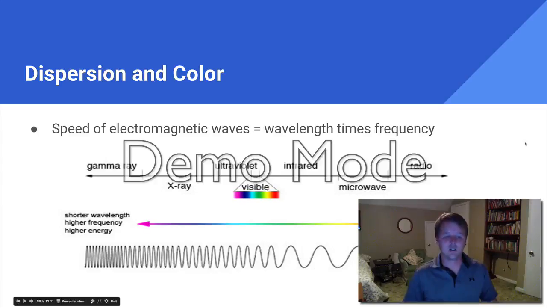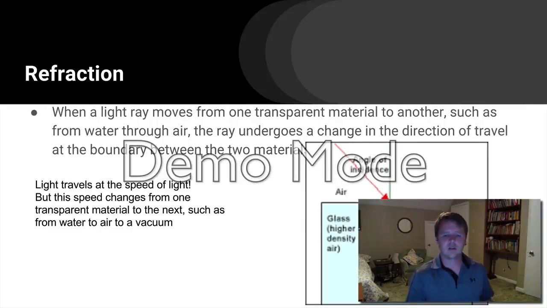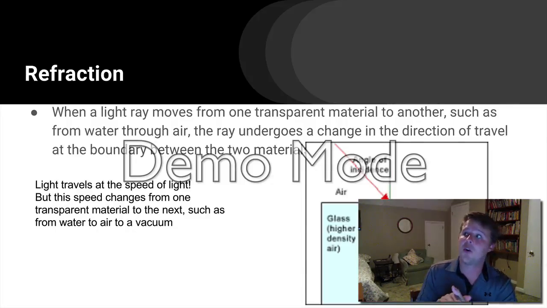Dispersion and color. So, did everyone get that slide? Refraction. Light is going to change angles when it changes from one material to another.